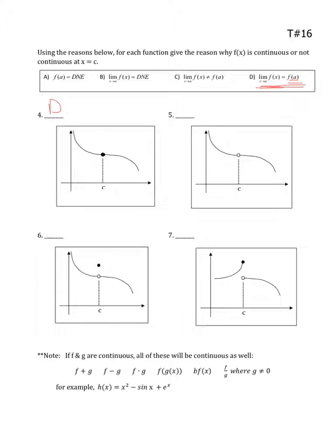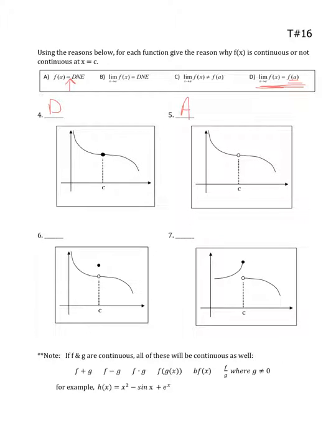Now the rest of them, 5, 6, and 7, they're all discontinuous at C, but what's the reason? So let's look at C. And remember, you kind of go in that order. The function exists, the limit exists, and the limit does not equal the function value. So on 5, you go, well, the function doesn't even exist. So that would be letter A. That's what this one is saying. F of A does not exist.